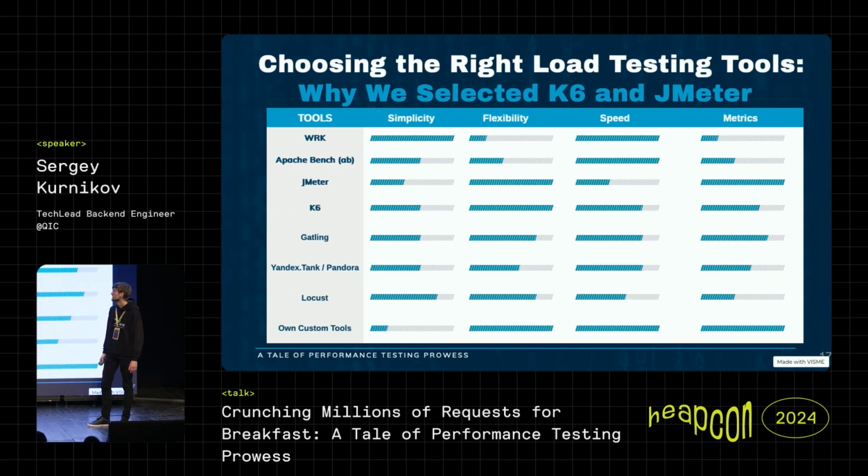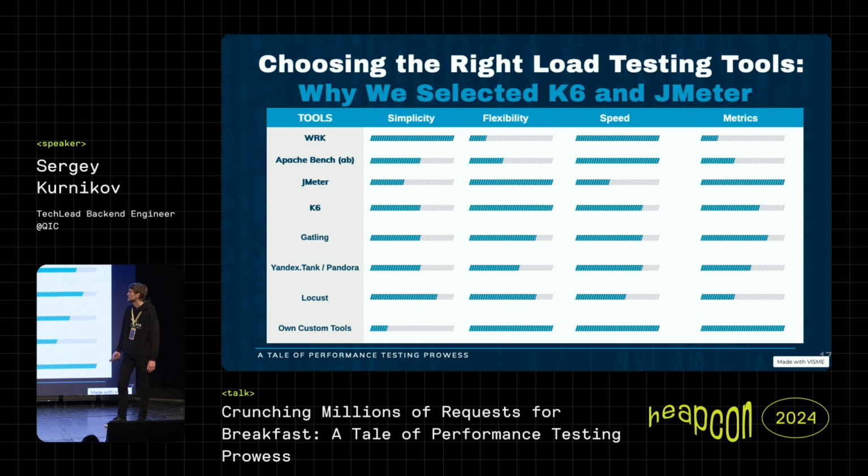Yes, it's a comparison table. You can see all our testing tools. For us, maybe speed, metrics, flexibility, and simplicity are important. For something simple, like one endpoint without difficult protocols, you can use Apache Bench or wrk. It's very simple and fast, but doesn't have metrics.